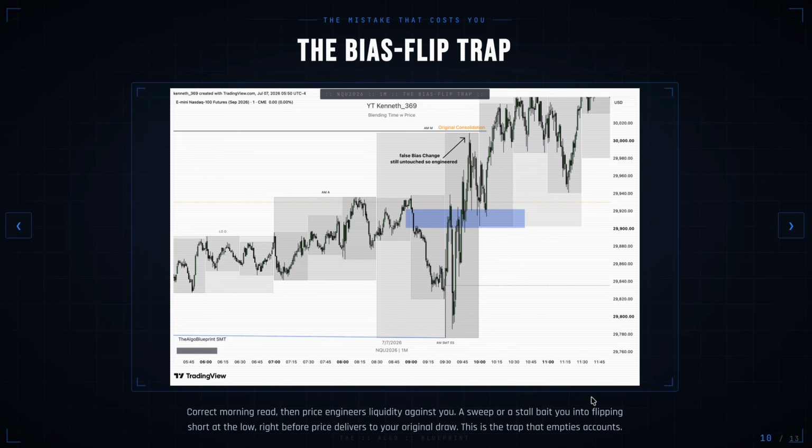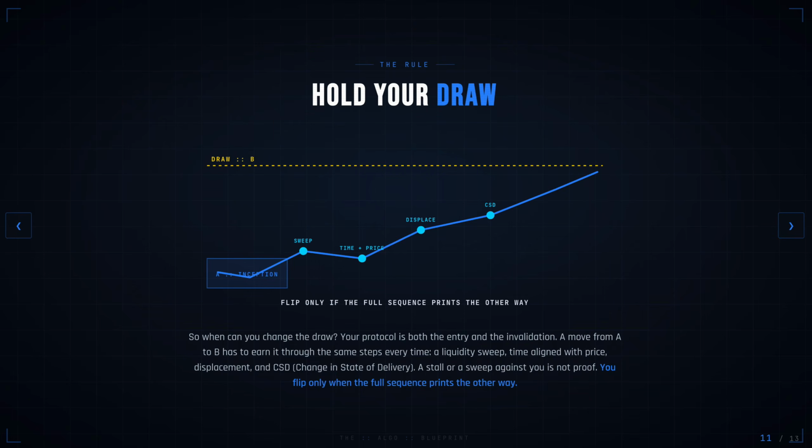You can see setup just got easier because you have more engineered liquidity and you can get in another time and actually pyramid during your trade. Hold your draw. So when you can't change the draw, your protocol is both the entry and the invalidation.